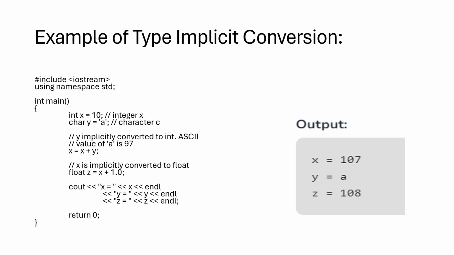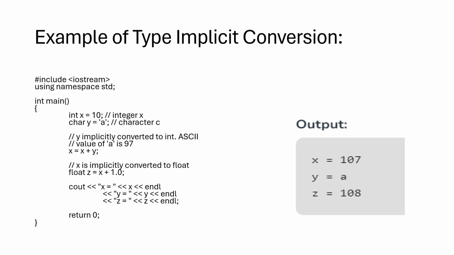Simple example. So what is the example? This is done automatically, so we don't use any external operator. In the main function, first we declare integer x is equal to 10, then character y is equal to single quotation a. That means it follows an ASCII character, so this is a character. Now y is implicitly converted into the ASCII code value. The value of a is 97. So if you do x is equal to x plus y, what is the value of x? It is 10. What is the value of y? It is the ASCII value 97. So 97 plus 10 is going to display 107.